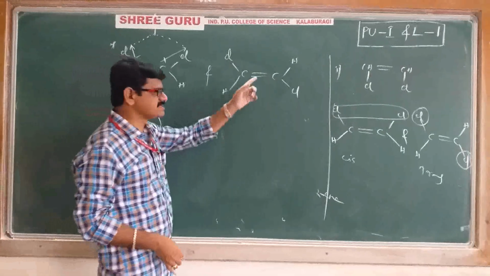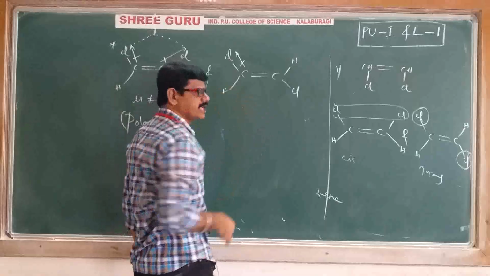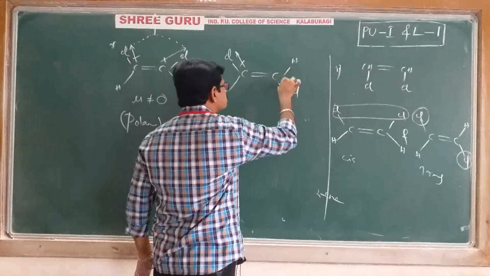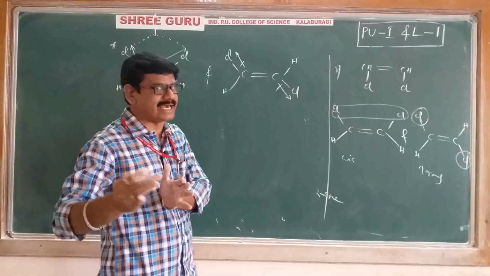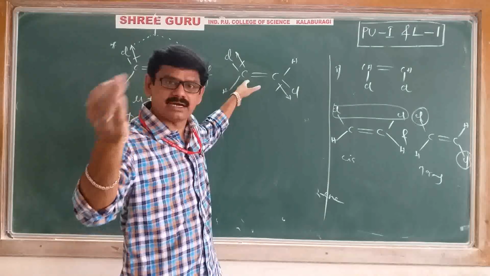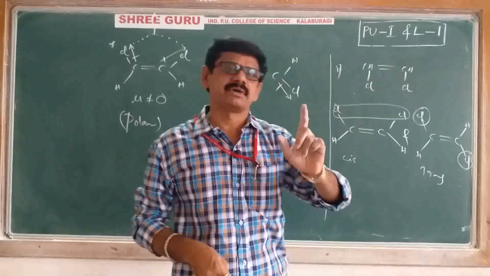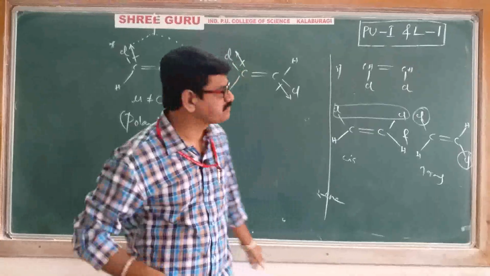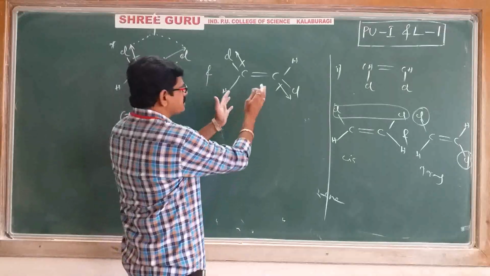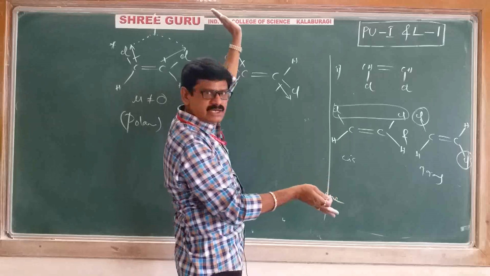Come here in case of trans. Again, carbon-chlorine, the bond moment is towards chlorine. Here also the bond moment is towards chlorine. Regarding bond moment, etc., we have learned already in the chemical bonding lesson. Please go through that chemical bonding dipole moment once again. Right. Now, if you observe this molecule, one bond moment is in the opposite direction, one bond moment is in the downward direction.